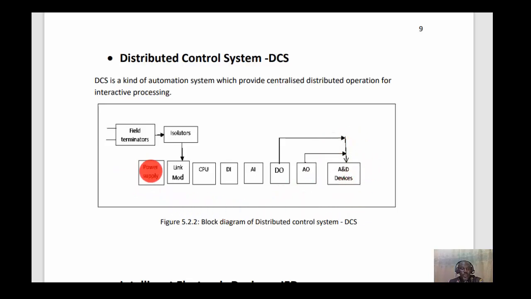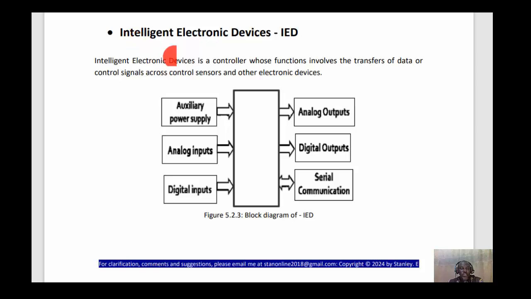We have the power supply, the isolators, and the feed and terminators. So this is not the detailed description of the distributed control system. This block diagram is for illustration purpose. Next, we have intelligent electronic devices, IED.